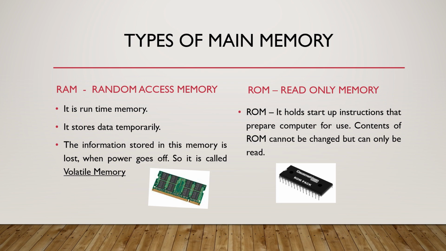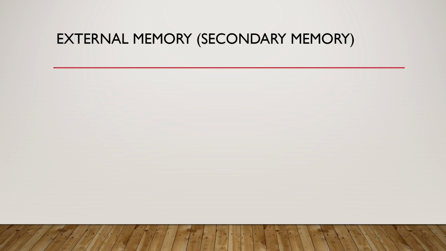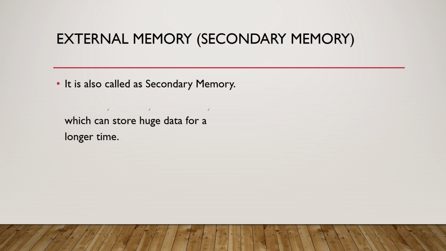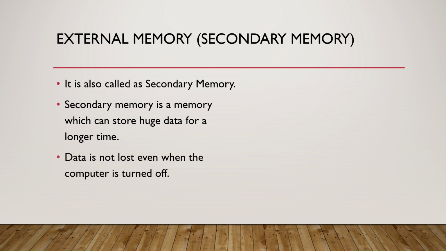Let us move to the second type of computer memory, that is external memory. External memory is a memory which stores a huge amount of data for a longer period of time. Data is not lost in the external memory even when the computer is turned off. See, when we are doing work on the system, we click on the save button. It means we are saving the particular document or work into the external memory.